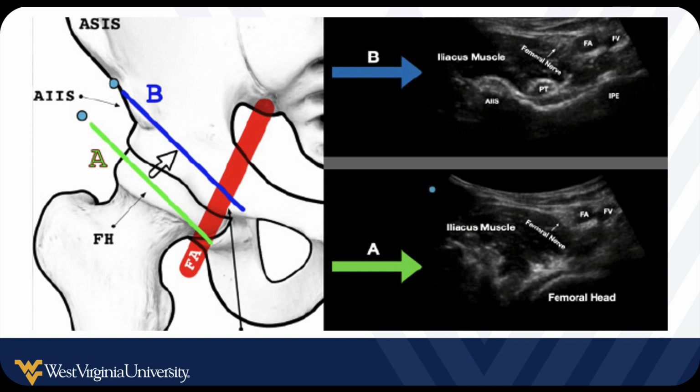So this one we typically would want to use the curvilinear transducer to identify these structures. So you'll see the femoral vein, artery, and nerve here more superficially. This is our target here. We're going to try to bring our needle and get it right underneath this psoas tendon and peel that right off of the bone with our local anesthetic.